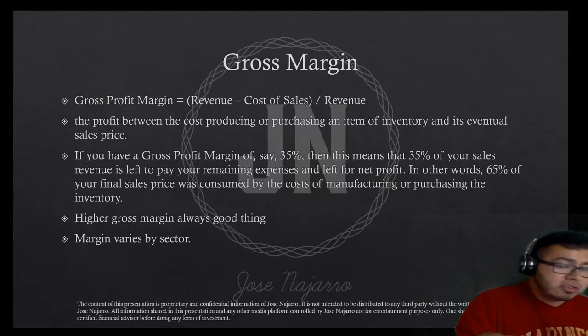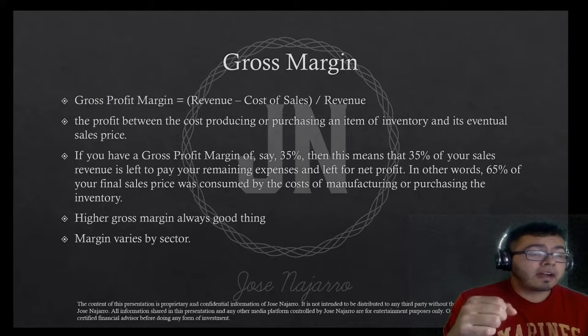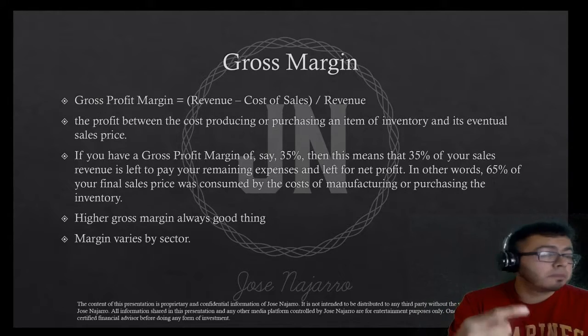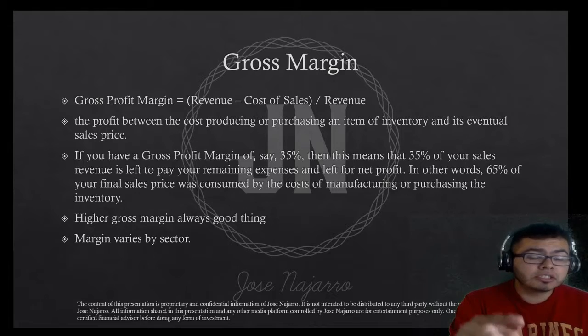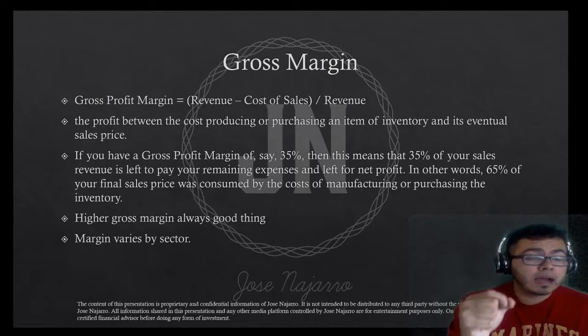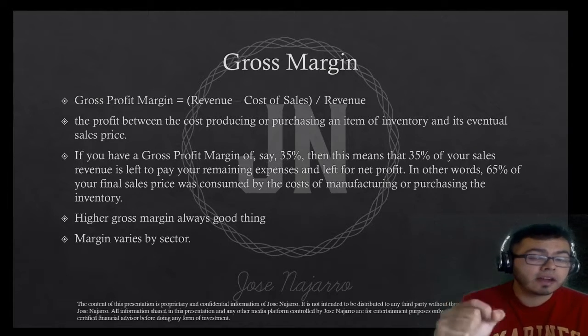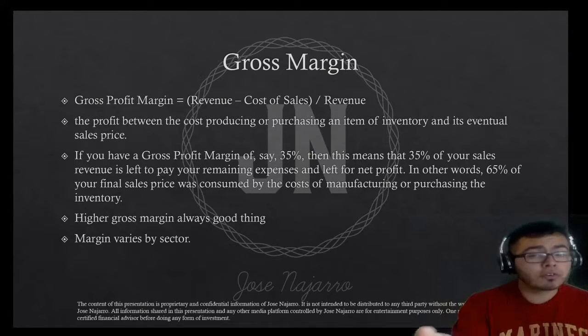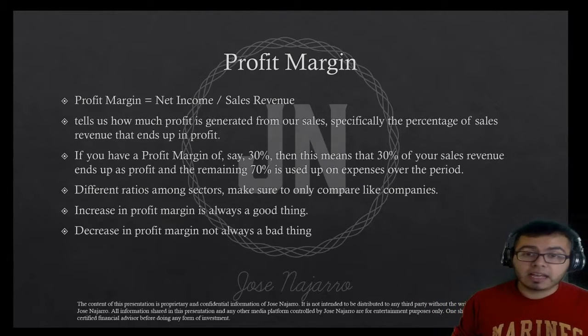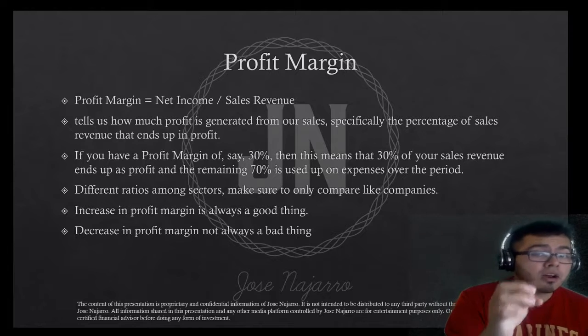So let's go back to the lemonade stand, right? You still have 35%, 35 cents, but we'll take a look in the next margins. There are still other expenses that you have to pay off before you make your final net income. So gross margins is the first thing I take a look at. Next, like I was talking about, is profit margins.